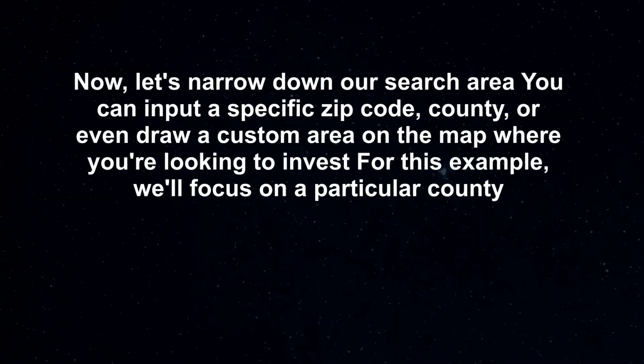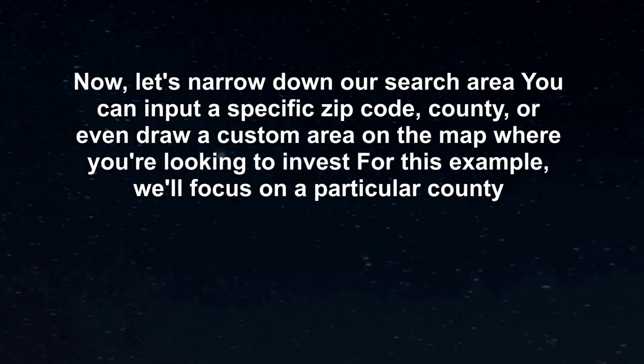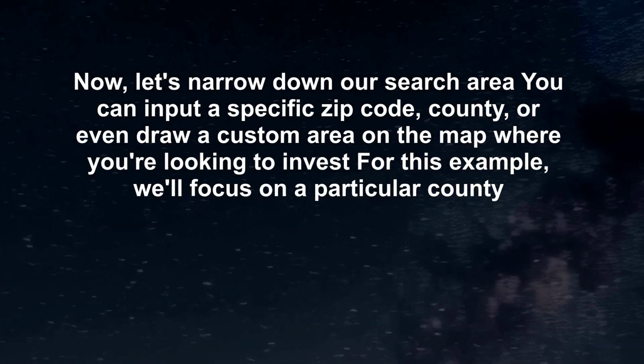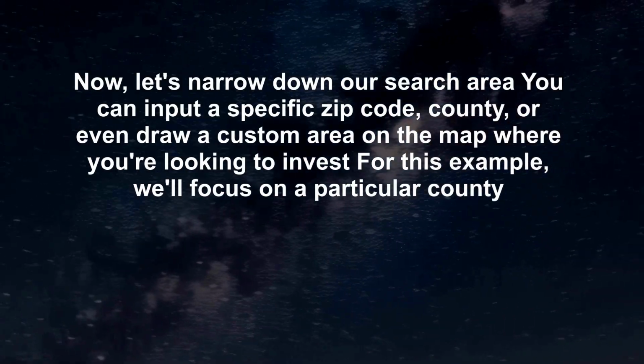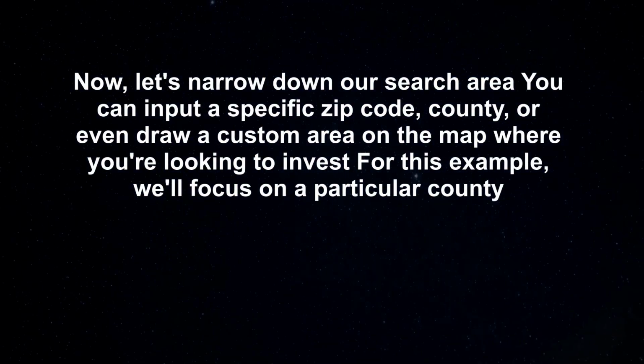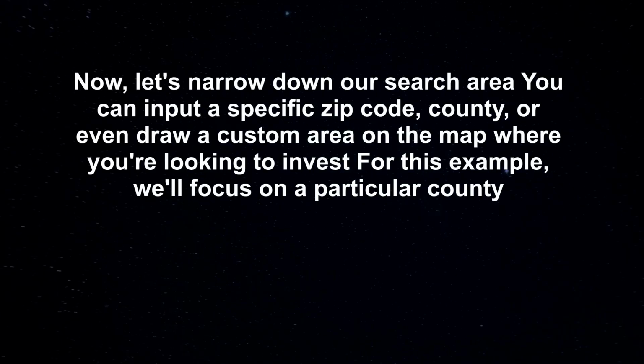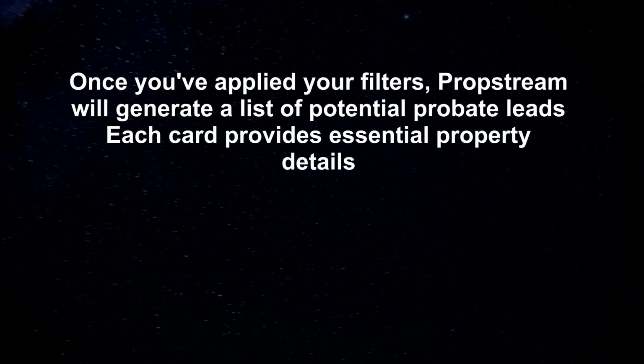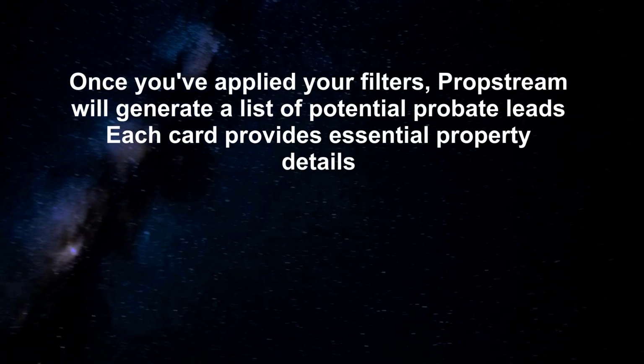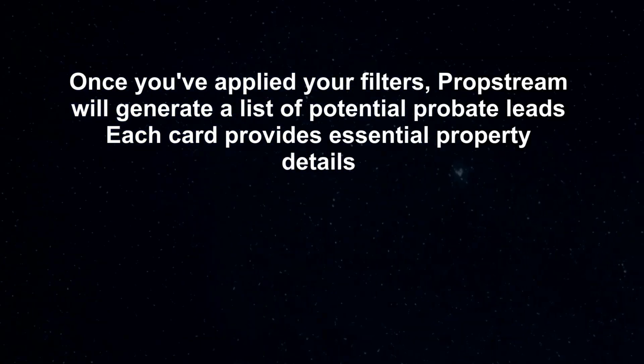Now, let's narrow down our search area. You can input a specific zip code, county, or even draw a custom area on the map where you're looking to invest. For this example, we'll focus on a particular county. Once you've applied your filters, Propstream will generate a list of potential probate leads.